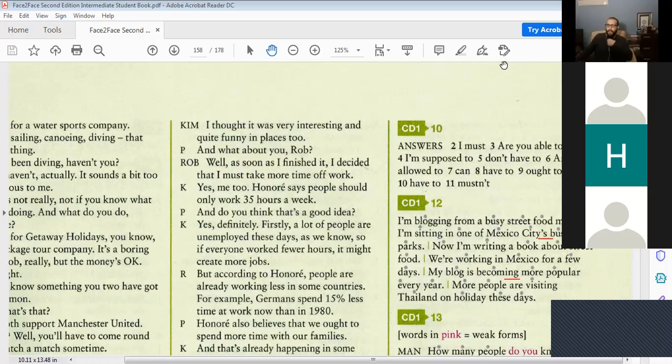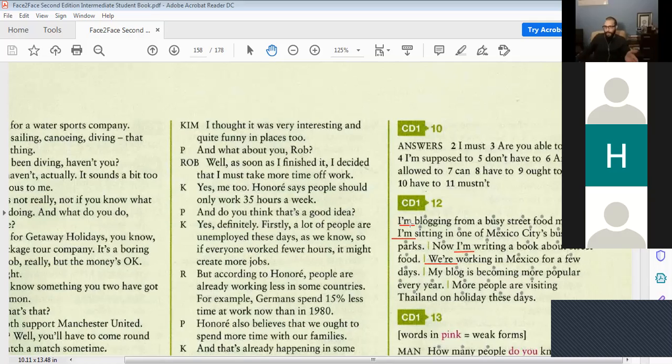That's great. Now there's something kind of important at this level. With contractions, when you see this, don't say I am. It's not correct. And when you see this, don't say we are. It's not correct. I'm, we're. I'm.